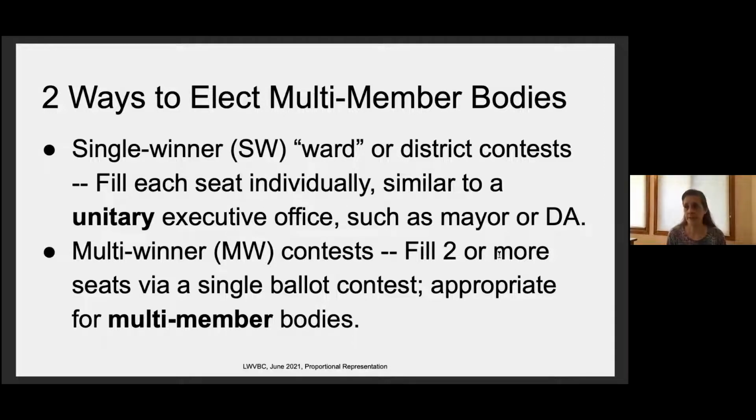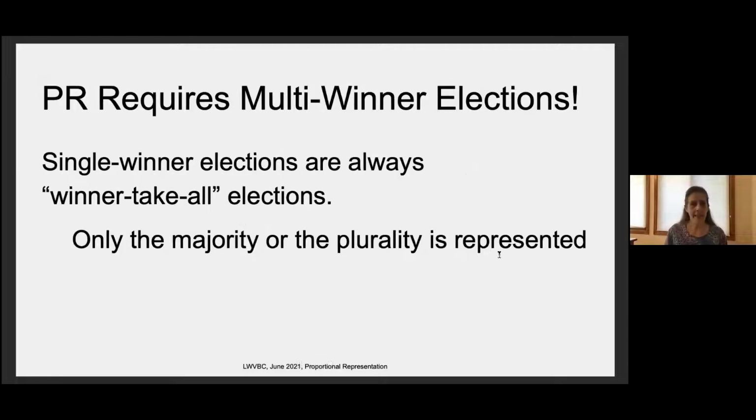But there is another alternative. The other alternative is to have multi-winner contests where you fill two or more seats in the same election on a single ballot. And of course, this only works when you have multi-member bodies. You can't have a multi-winner election for governor, say. But for legislative bodies, you can. And the key message I want you to take away from this talk, if you remember nothing else, is that if you want proportional representation, it requires multi-winner elections.